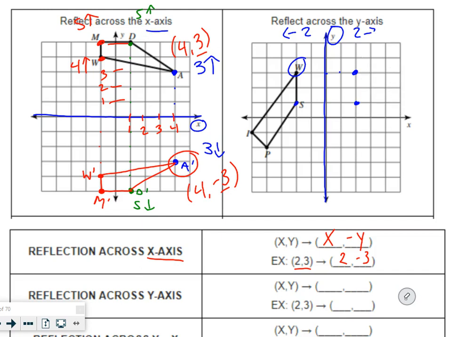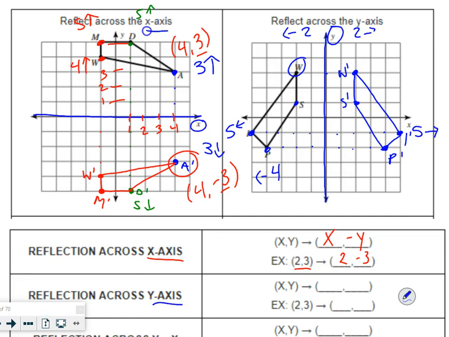I should write it on the other side. W prime, S prime. I is 1, 2, 3, 4, 5 to the left. So we would count 1, 2, 3, 4, 5 to the right. And that is I prime. And then P is 1, 2, 3, 4 to the left. So we would do 1, 2, 3, 4 to the right for P prime. Connect the points to make your shape. And there we have our reflection across the y-axis.